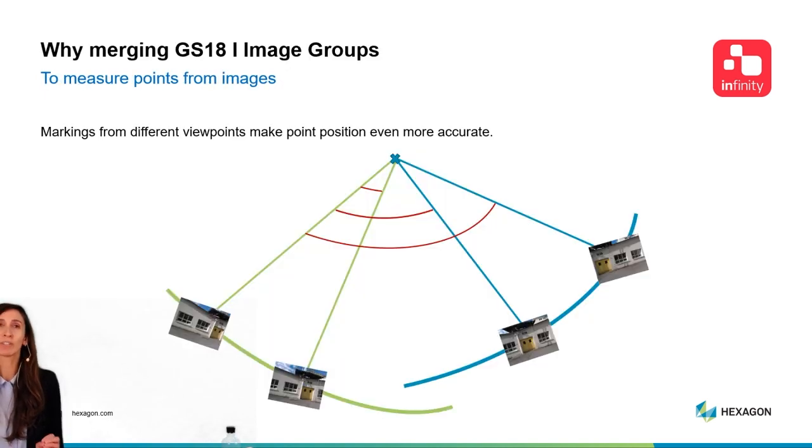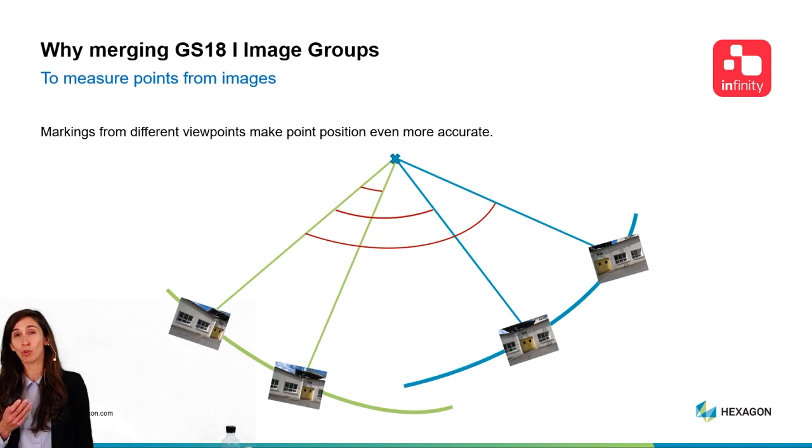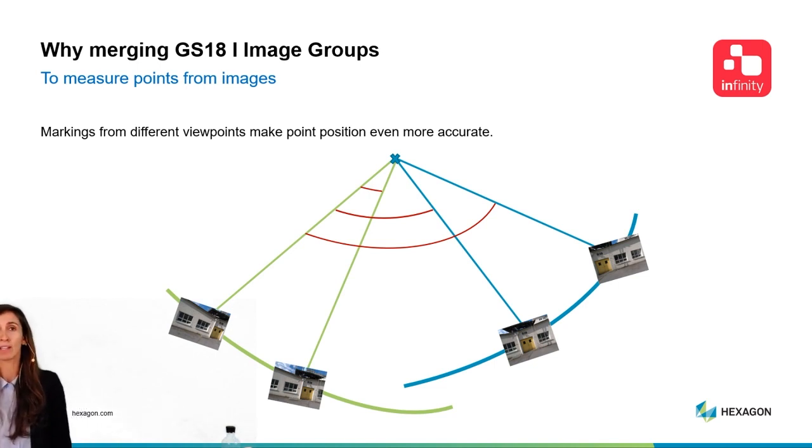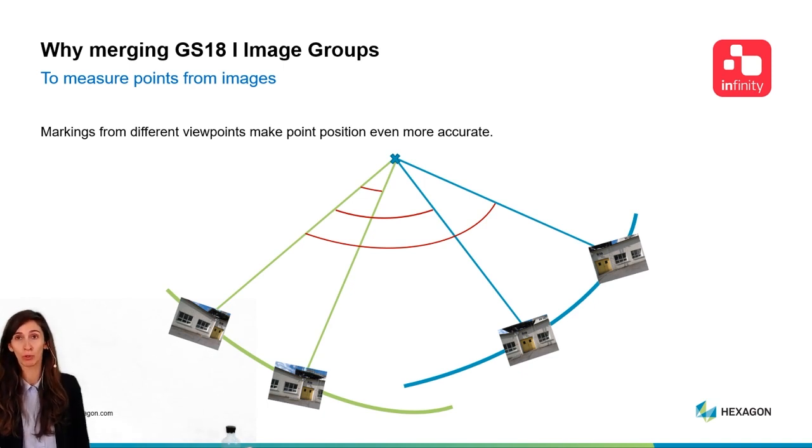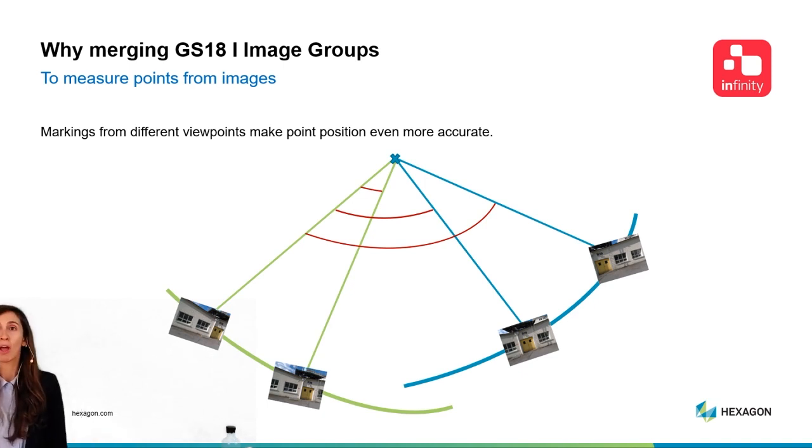In fact, as regards measuring points from images, merging image groups gives the possibility to add manual markings from different viewpoints, making the ray intersections more robust and point position even more accurate. Like in this case, merging image group green and image group blue, you can add markings on images with very different points of view, which helps when it comes to point position accuracy.